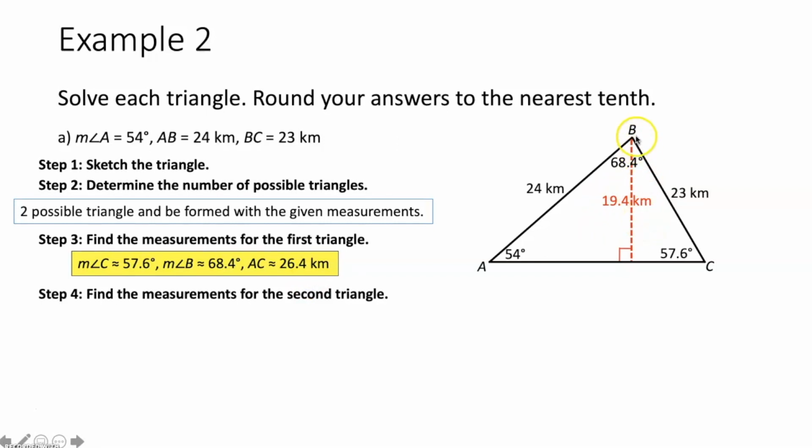Remember, what you're going to do is take the length of the side opposite your given angle, angle A, because that's what we were given at the beginning of the problem. We're going to take that side and swing it to the other side of our height. So it's going to look something like this.